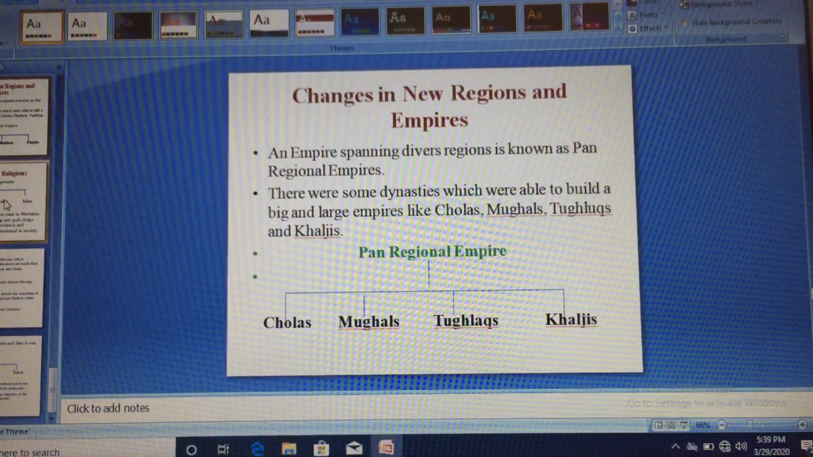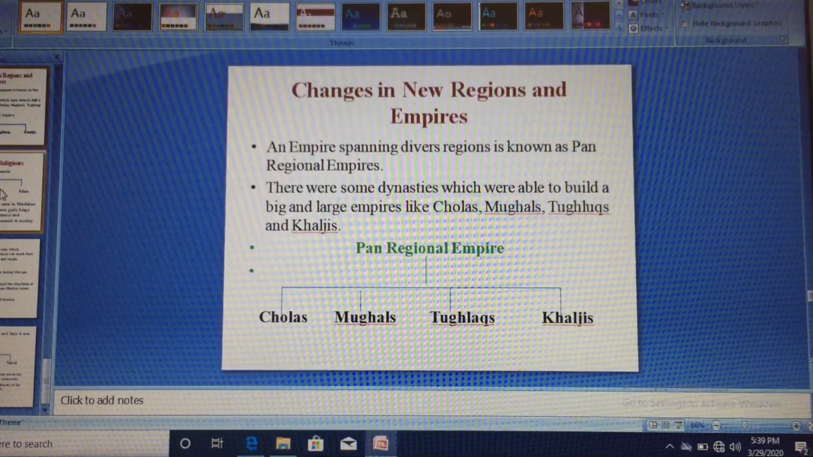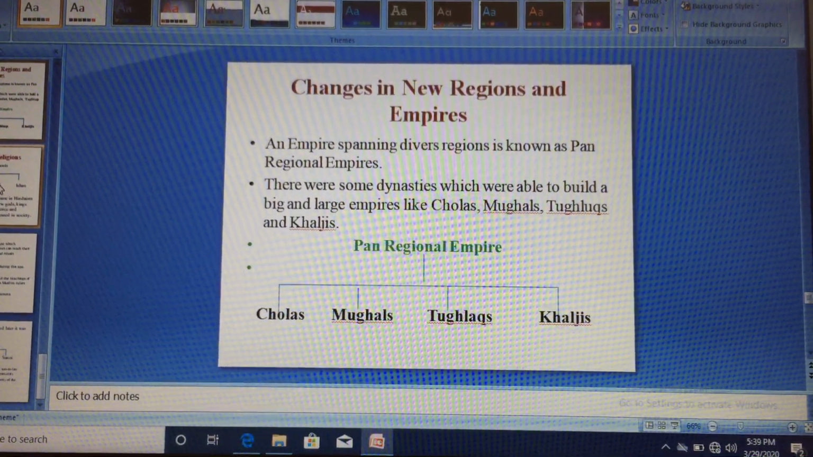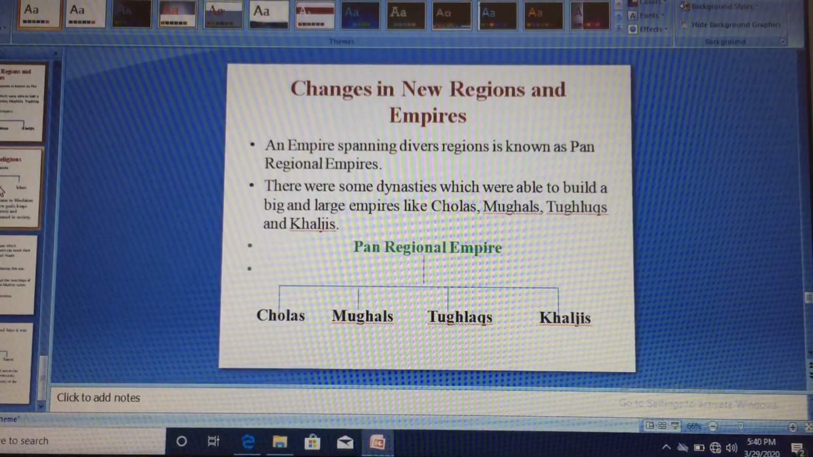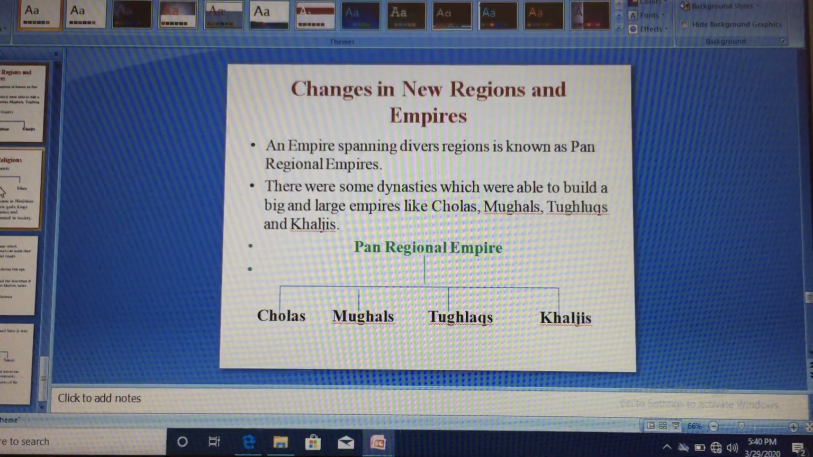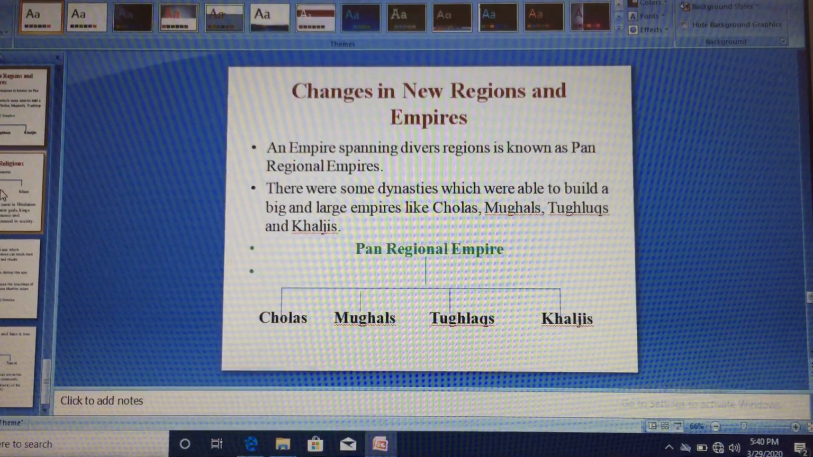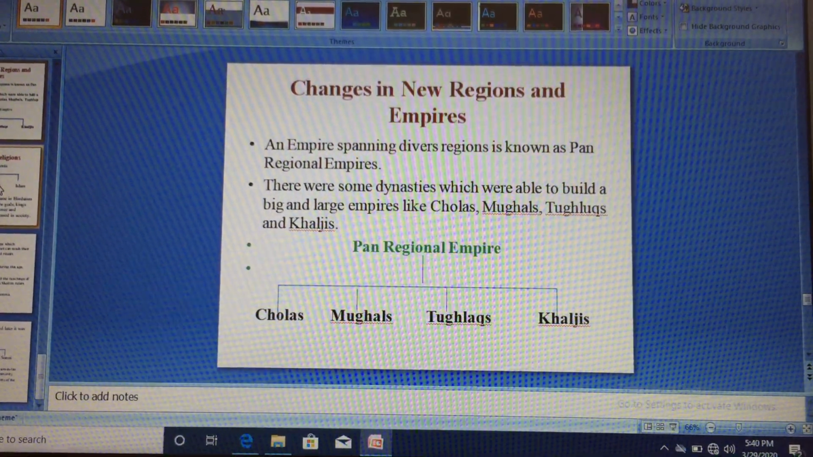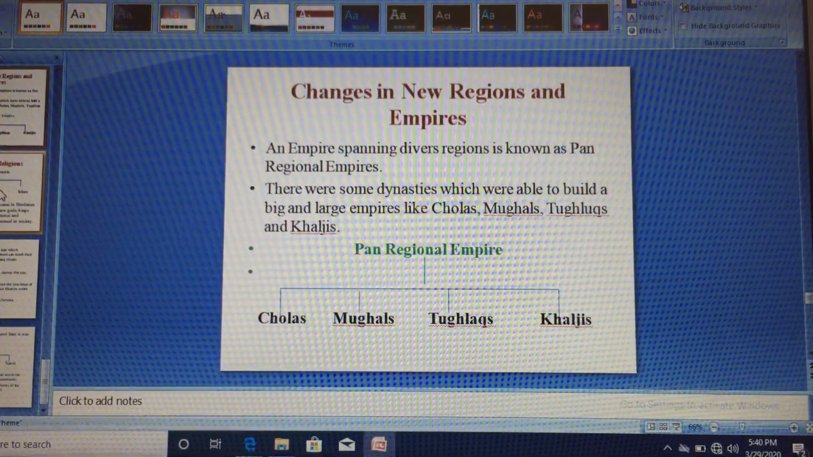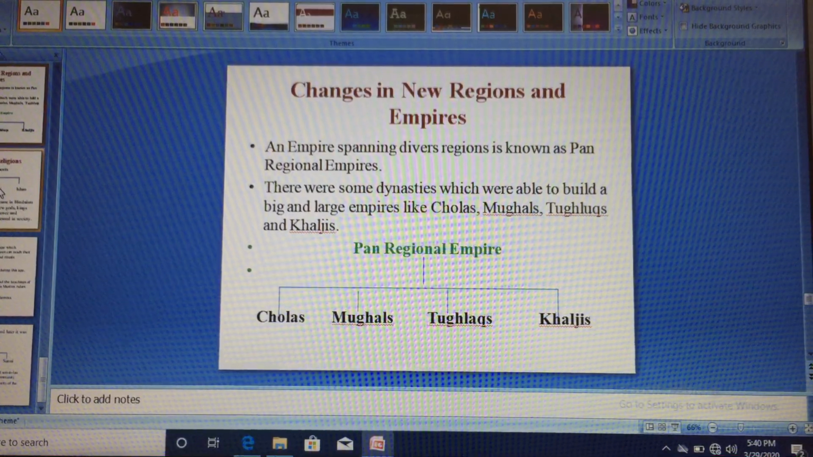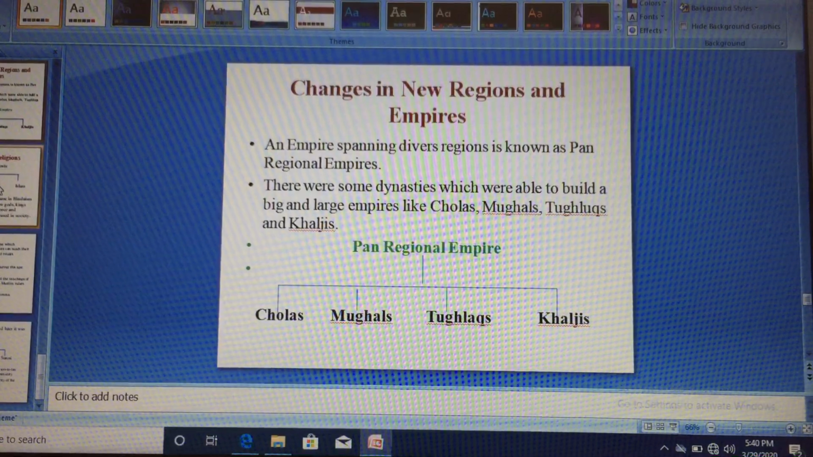Now the next topic: we see changes in region and empire. In the medieval period we see many pan-regional empires. Pan-regional means an empire spanning a larger area, diverse regions. So here we see some dynasties which were able to build big and large empires, like the Cholas, Mughals, Tughlaqs and Khaljis. They were the ones who made big empires.